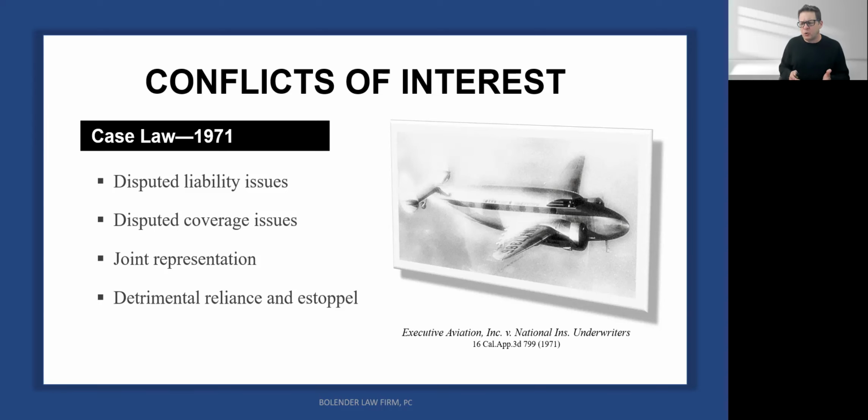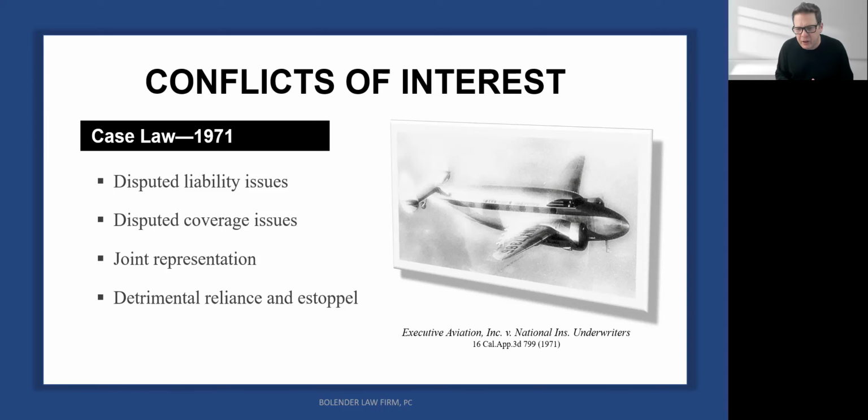And I think the court was primarily concerned that policyholders were not being fully informed and advised about the implications of joint representation early in the case. I believe that cases such as this ultimately led to the now very common custom of insurance companies issuing reservation of rights letters if there's any dispute regarding coverage at the outset of the case.